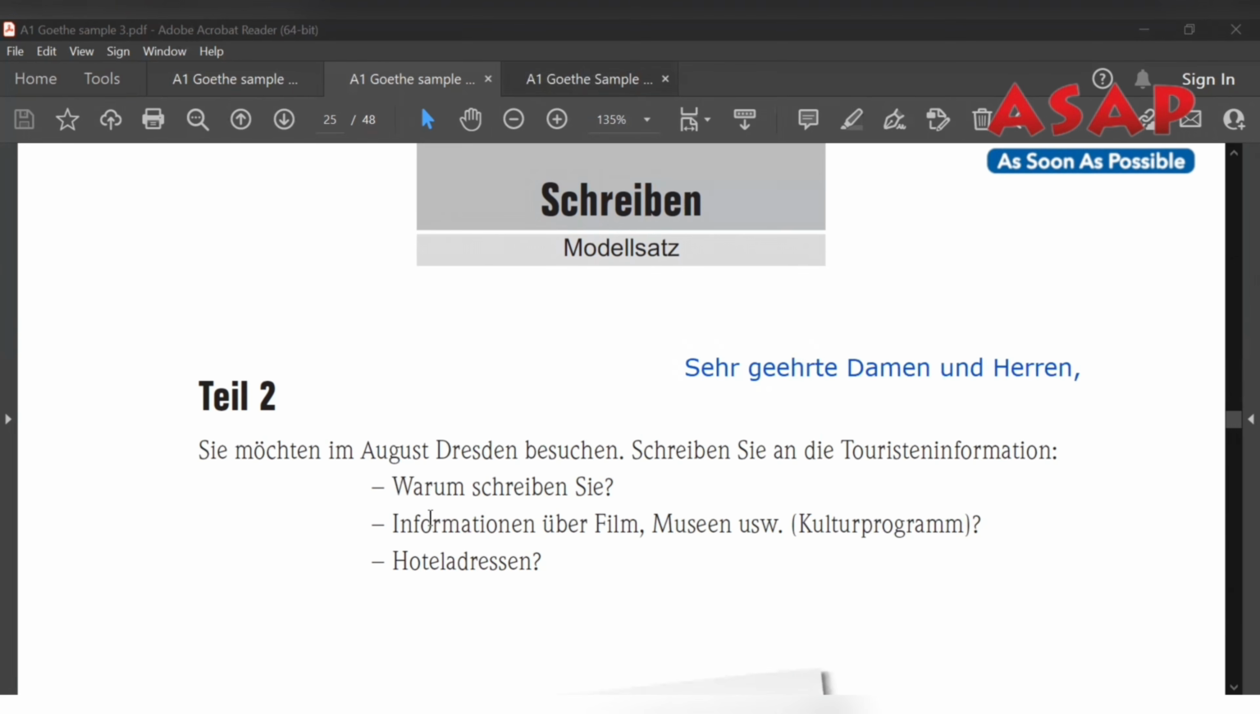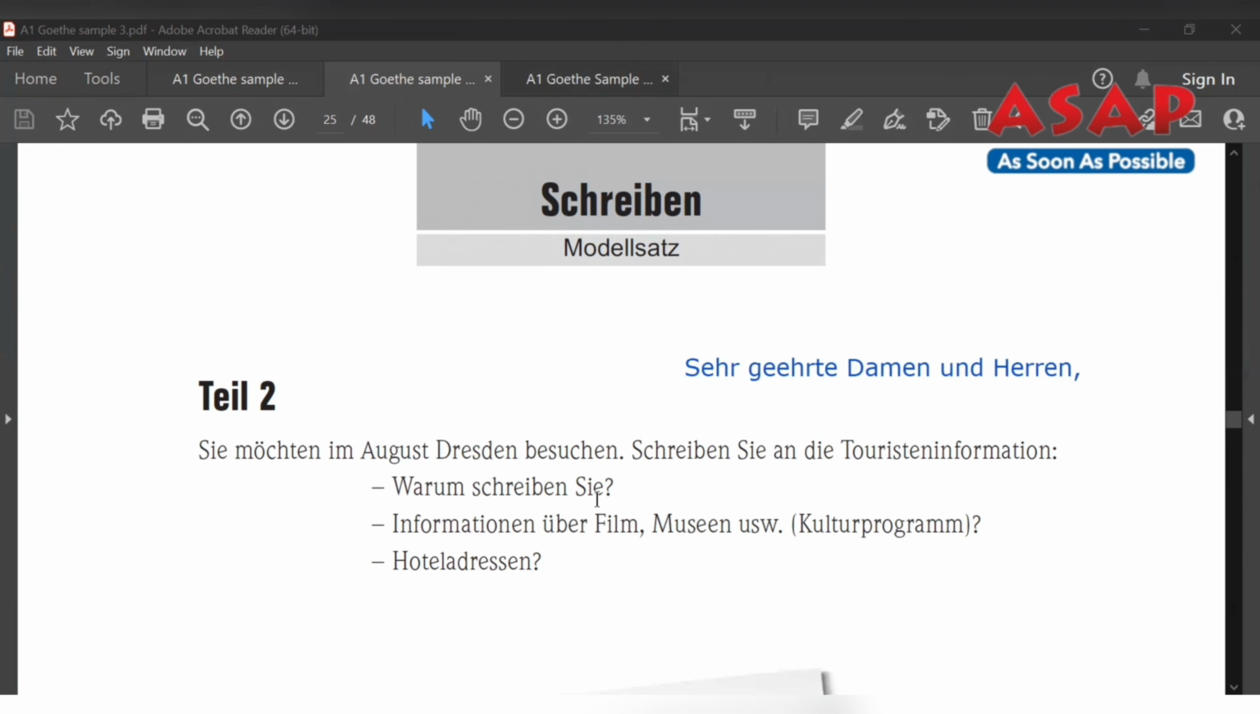Okay, so now, warum schreiben Sie? Why are you writing? Sie möchten im August Dresden besuchen. I hope you are understanding. Who is visiting Dresden? You are visiting. When are you visiting? Im August. And schreiben Sie an die Touristeninformation. So write an email to the Tourist Information Center.